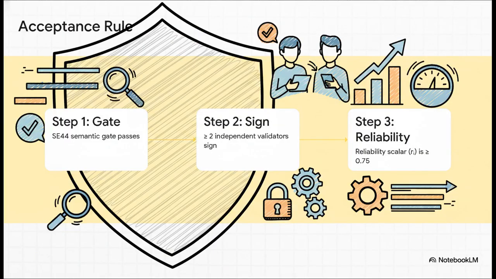And here's how it stops that from ever happening. Any emission from the system has to run this brutal three-part gauntlet. First, it has to pass through something called the SE44 semantic gate, which is basically a bouncer checking the quality of the data. If it gets through, it then needs signatures from at least two independent validators. And even then, the combined reliability score of those validators has to be above 0.75. It's a triple lock door.